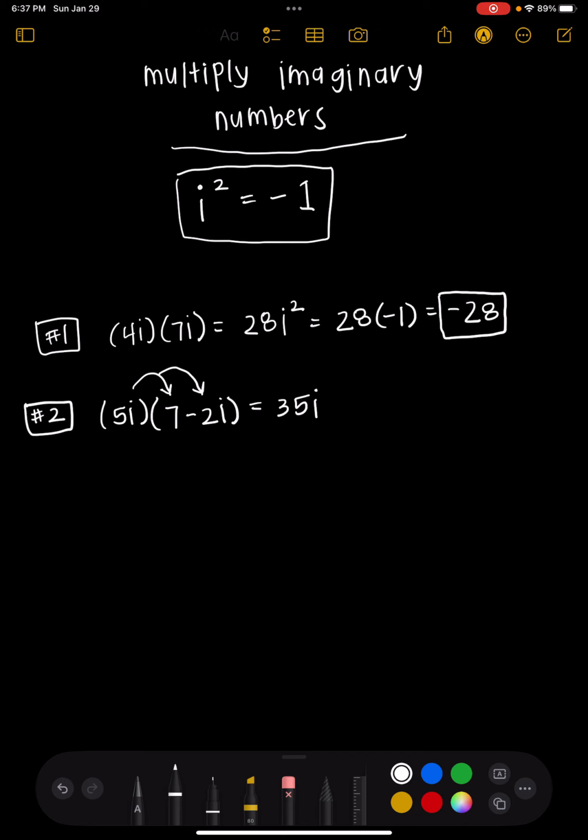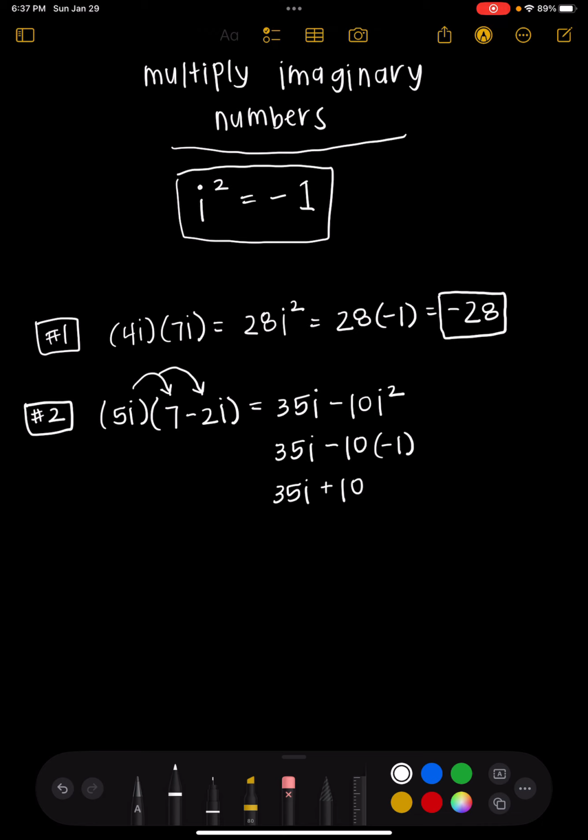Now we're going to do 5i times -2i. 5 times -2 gives me a -10, and then we have an i times an i, because both the 5i and the 2i have i's. So that means it's going to give me -10i squared. Same thing as the last example, we're going to change that i squared, because we know i squared is -1. I'm going to change the i squared to be -1, which means I can write it as 35i minus 10 times -1, which can simplify down to 35i, and -10 times -1 gives me a positive 10.